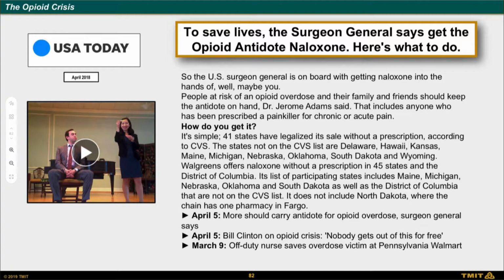And here, the last slide, a report from USA Today, just reinforces that the Surgeon General says that people need to have the opioid antidote naloxone available. We've talked about the fact that several states have legalized it without a prescription, but we still have more work to do in this regard.